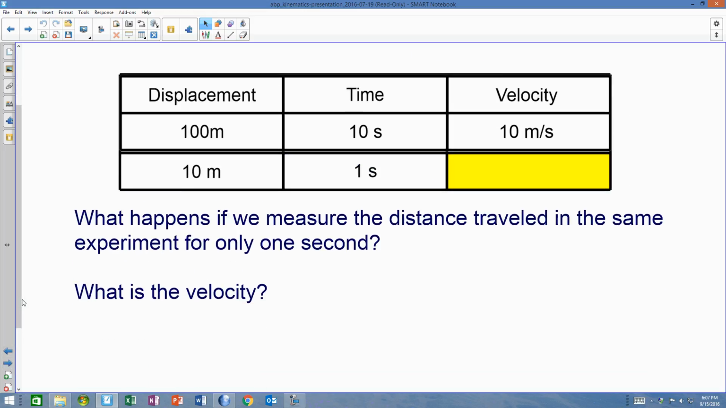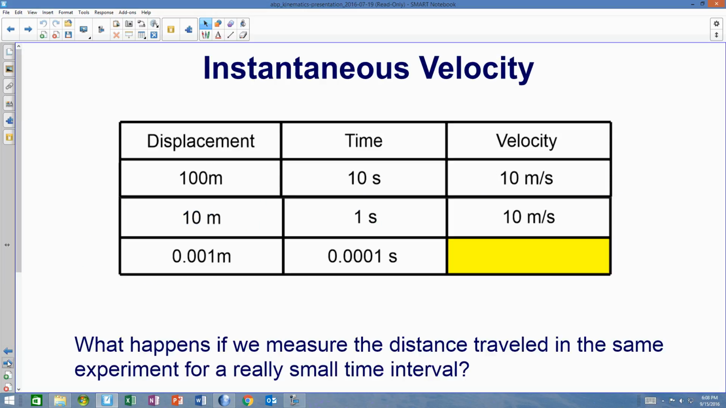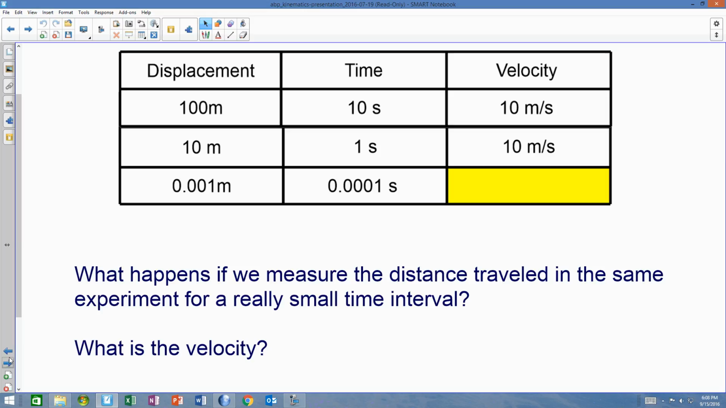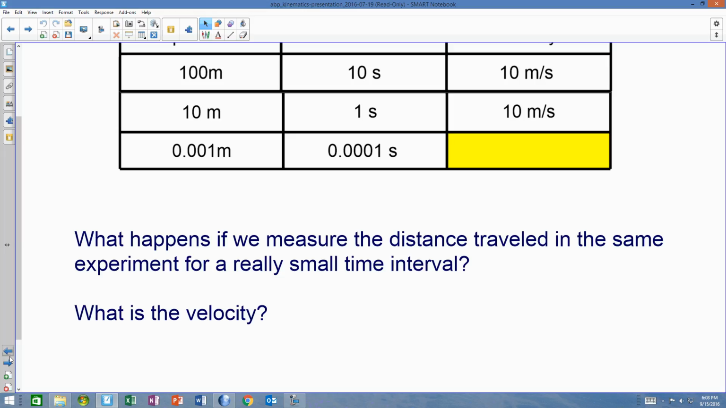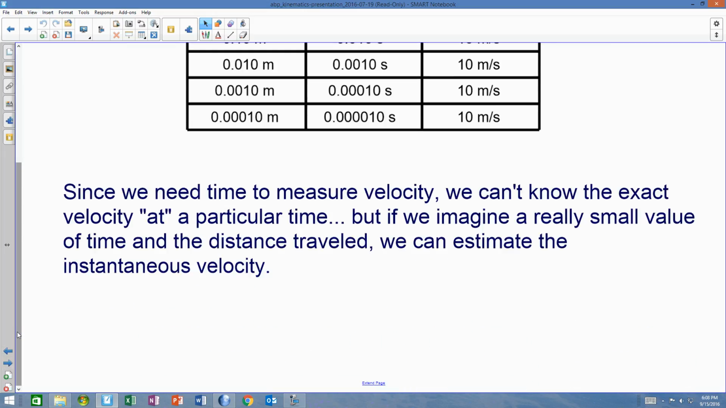Hopefully you found 10 meters per second. What happens if we measure the distance traveled in the same experiment for only 1 second? What is the velocity? That's right, it's 10 meters per second. What happens if we measure the distance traveled in the same experiment for a really small time interval? What is the velocity? It's 10 meters per second.